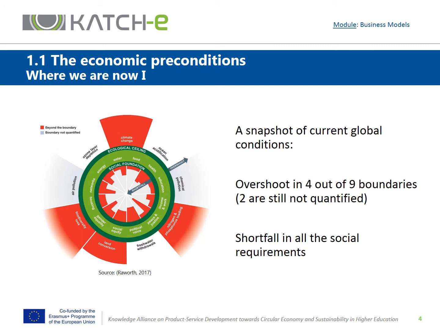Here you see where we currently stand globally. 4 of the ecological boundaries are already crossed. These relate to climate change, nitrogen and phosphorus loading, land conversion, and biodiversity. Furthermore, globally, there is a shortfall on all of the social indicators. Millions of people currently fall short of these minimum standards related to nutrition, housing, a sufficient income, and others.